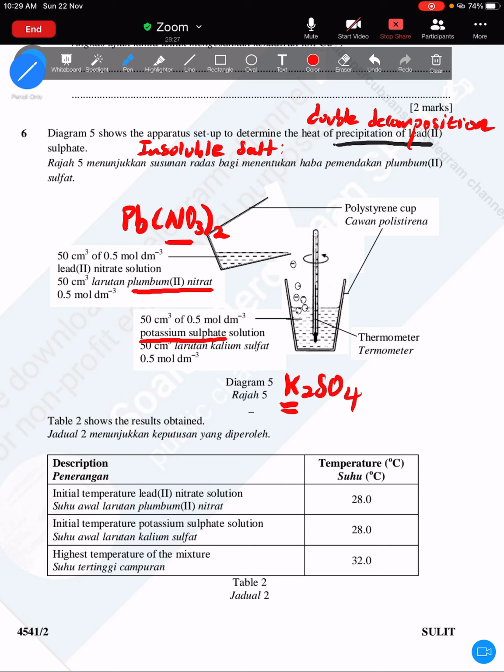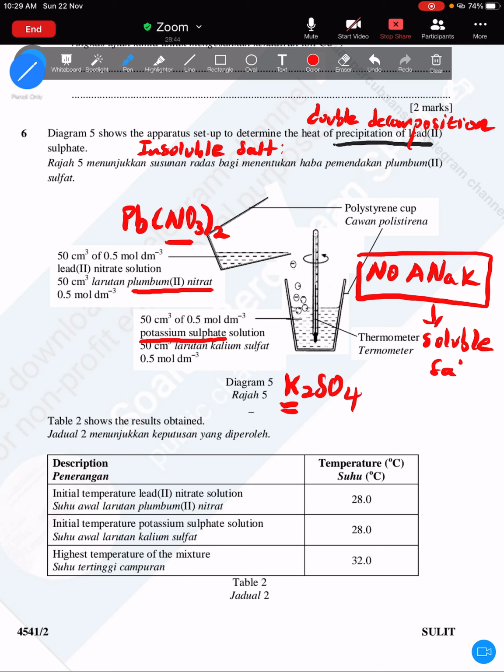Guys, do you still remember how to memorize the types of soluble salt? I have taught you NO ANA. In our previous class, we went through that NO ANA. NO ANA will always be a soluble salt. What do you mean by NO ANA? Nitrate, ammonium, sodium, potassium. NO ANA. Whenever you come across NO ANA, it's a must to form a soluble salt. Okay.